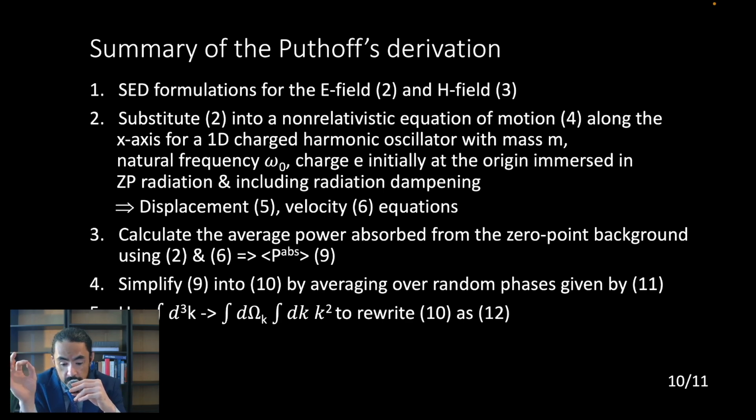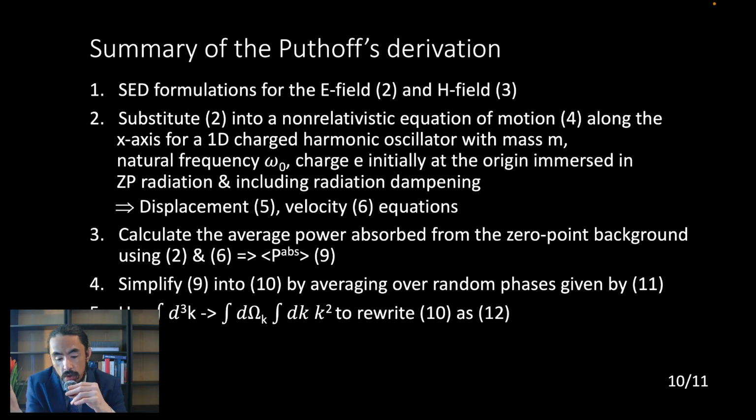Step 5 is also a simplification step. We use this integral identity. The integral of d3k is equivalent to the integral of d omega sub k times the integral of dk times k squared. We use that integral identity to rewrite what we had simplified into the form of equation 10.